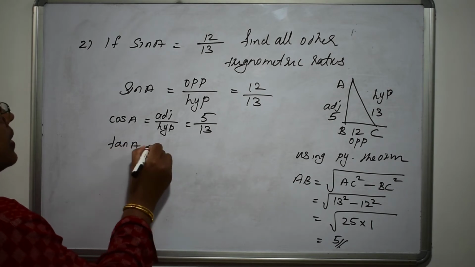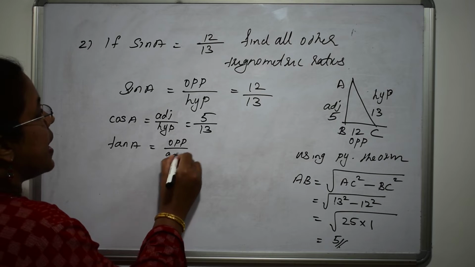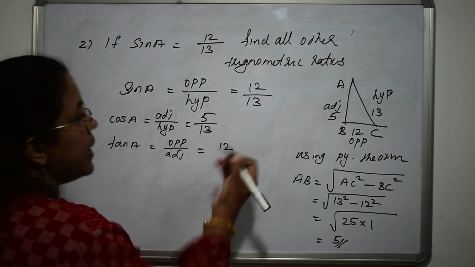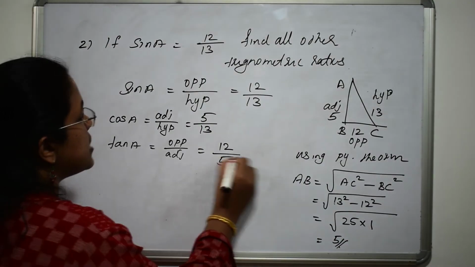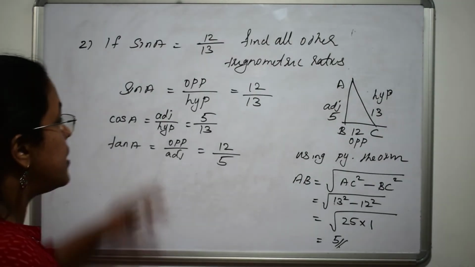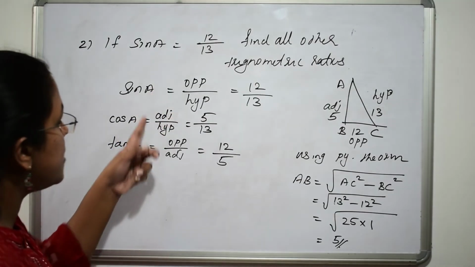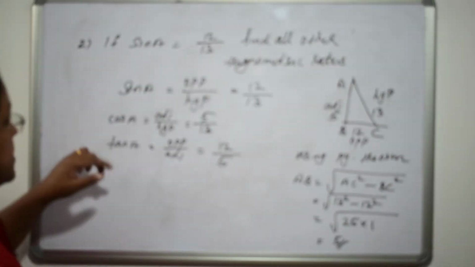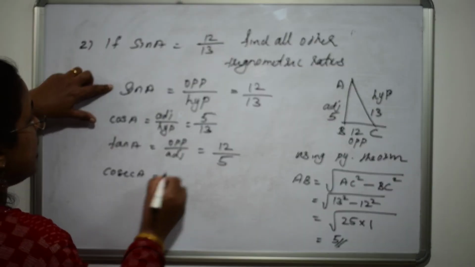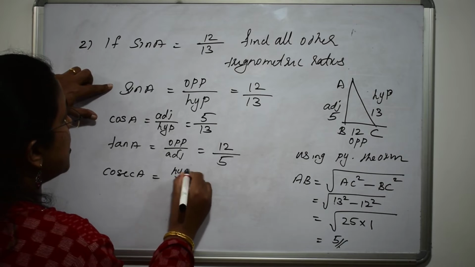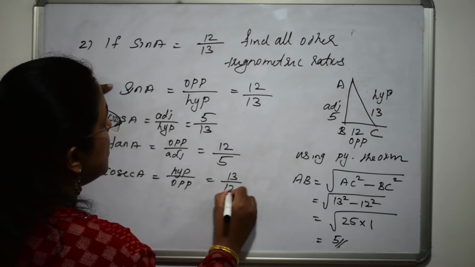Next, tan A, that is opposite side by adjacent side. What is opposite side? BC. Adjacent side AB. So tan is 12 by 5. Rest of the three ratios are the reciprocal ratios of sine, cosine and tan. Reciprocal ratio of sine is cosec. Cosec A is hypotenuse by opposite side, that is equal to 13 by 12.